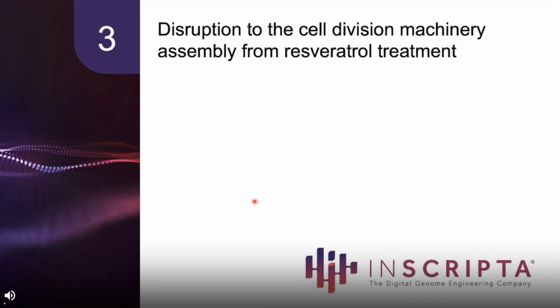So similar to transcription, another necessary cell process is cell division. So for the work we did to study the mechanism of action of resveratrol, based on the results that we saw, we think that the resveratrol is having some sort of disruption to the cell division machinery assembly in the cell.